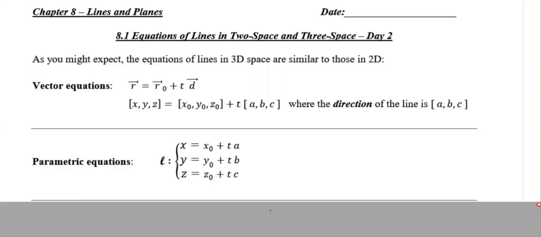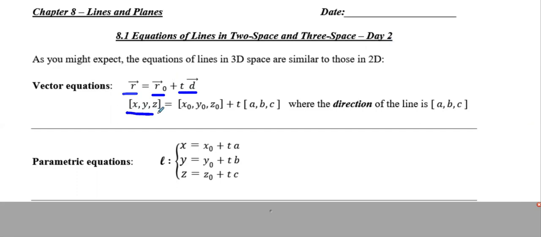All right, in this lesson, it'll just be a continuation of equations of lines, except now we're going to be focusing mainly on three space. All right, and what the equations look like. You'll notice that they're very similar to the two space equations, just with one more added component when you're looking at the component form. So your vector equations look pretty consistent from the two-dimensional version. And the meanings are exactly the same.